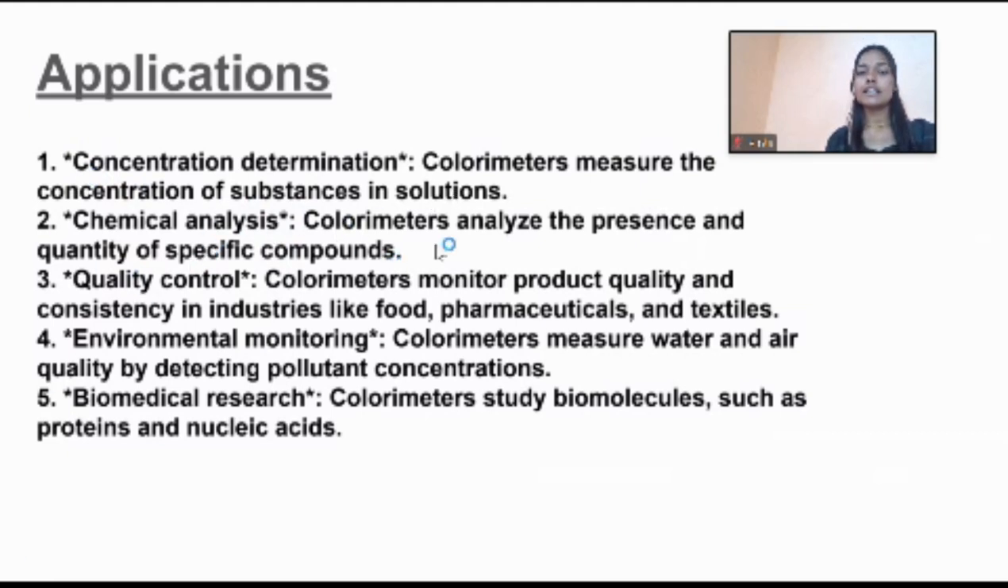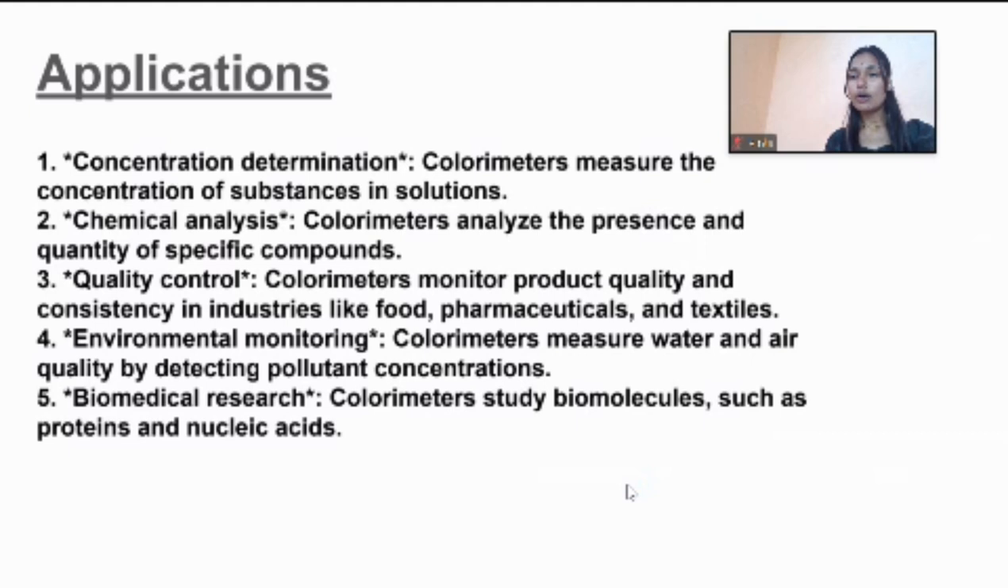It is also used in chemical analysis to analyze the presence and quality of specific compounds, and to monitor product quality and consistency in industries like foods, pharmaceuticals, textiles, and beverages. It is used in environmental monitoring to measure water and air quality by detecting pollutant concentration. And next is to study biomolecules such as proteins and nucleic acids. So now we have understood the applications, how the colorimeter works, and the principle behind it. This is all about the colorimeter and its principles in analytical chemistry.